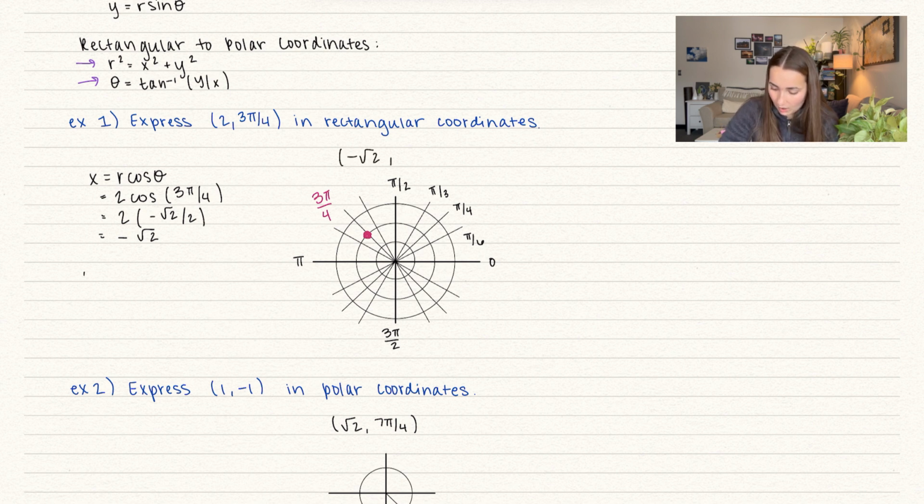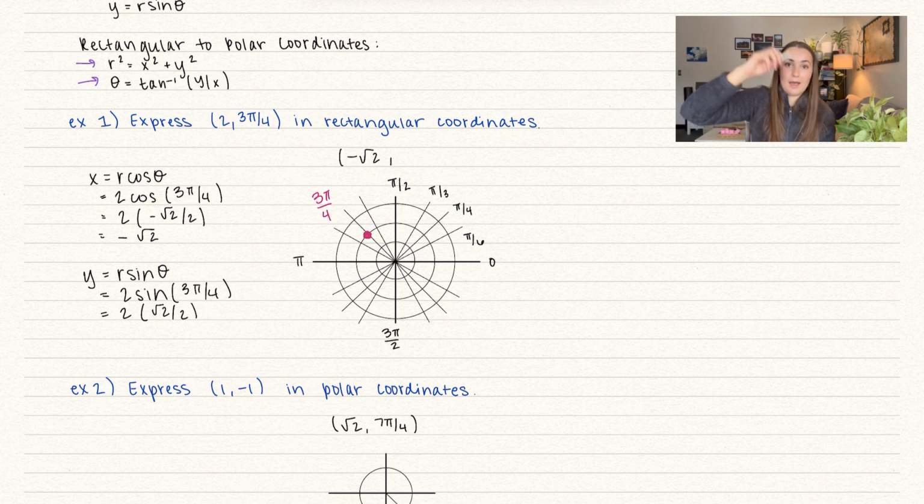And let's go on and find our y. y is equal to r sine of theta. So in this case, r sine of theta, we get 2 sine of 3 pi over 4. In this case, sine of 3 pi over 4 is going to be positive root 2 over 2, right? Because the y is still going up, so the y direction is still positive. So here we end up with the square root of 2. So our point is going to be negative root 2, root 2.